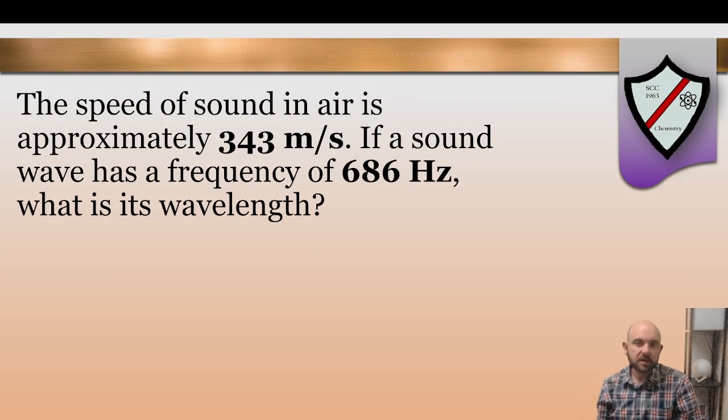Here we have another example of using the wave speed equation. This question reads, the speed of sound in air is approximately 343 meters per second. If a sound wave has a frequency of 686 hertz, what is its wavelength? So as we have done so far, we'll revisit how we rearrange this wave speed formula to give us the variable we want to solve for. This time we're being asked what is the wavelength. So the wavelength is equal to the wave speed divided by the frequency.